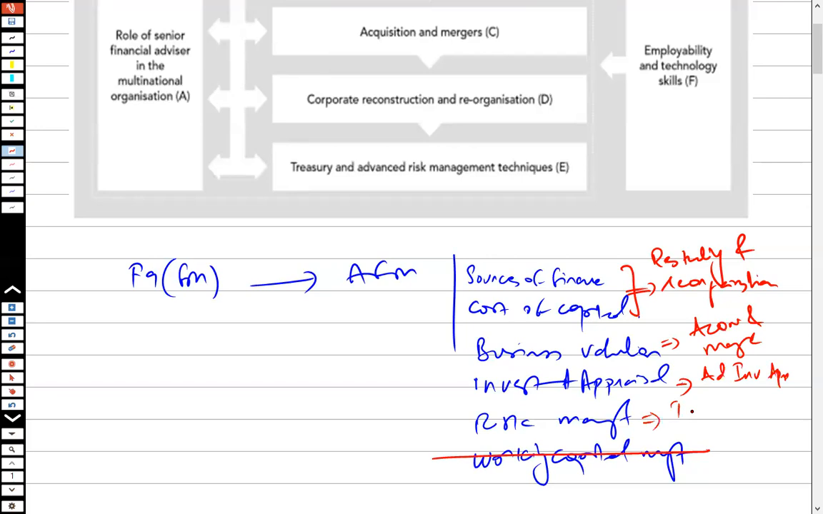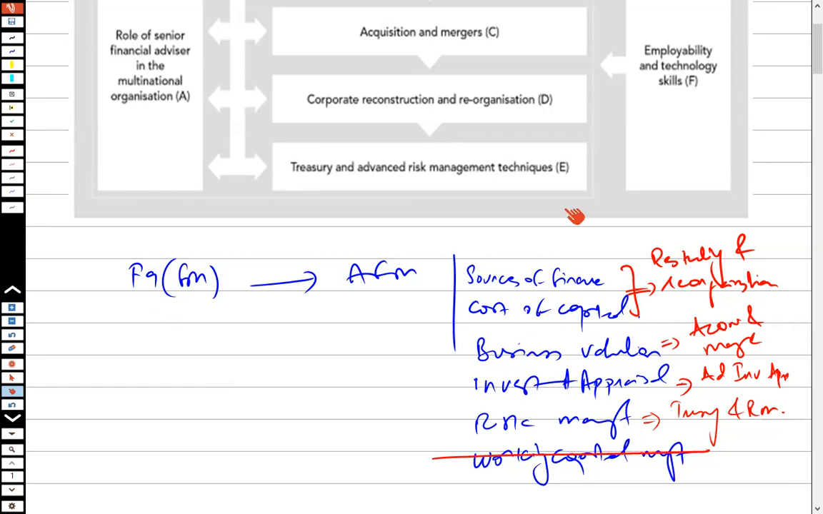If I could tell you, every single thing that you have studied at the FM level is, in some way or the other, ultimately examined in this AFM paper. It's an advanced level paper, an advanced version of the F9. You can expect every single piece of brought forward knowledge, every aspect of the F9, to be examined at this AFM level.